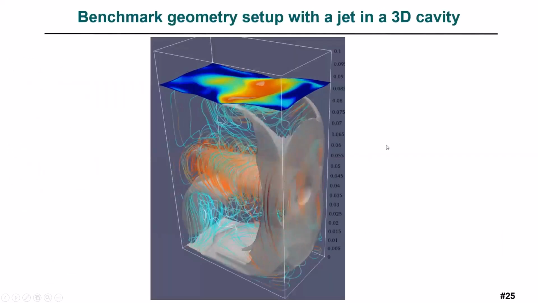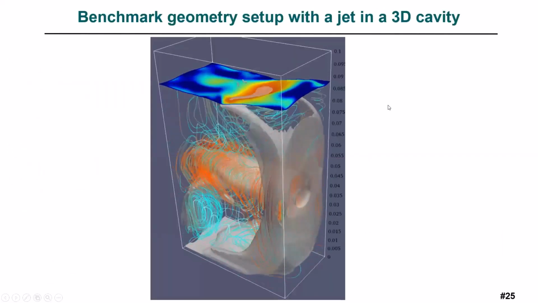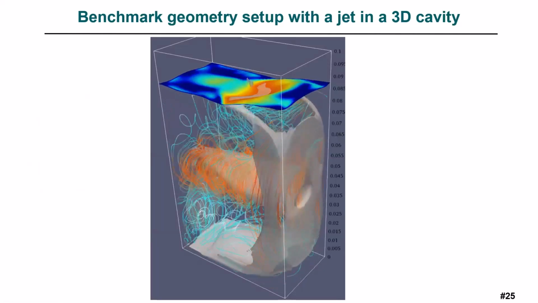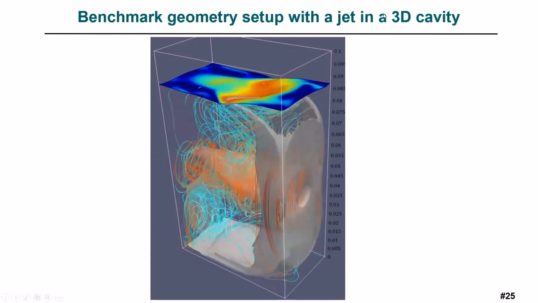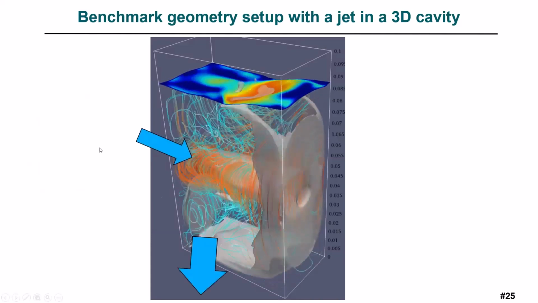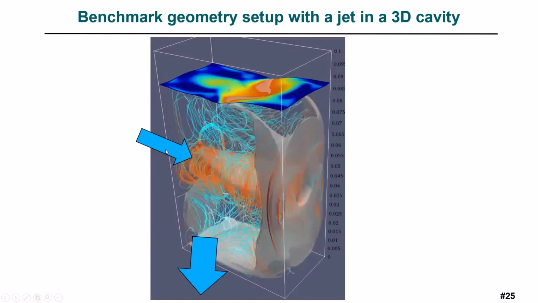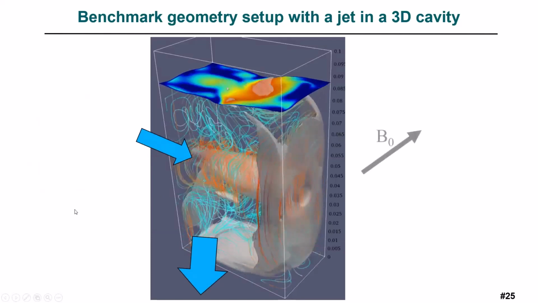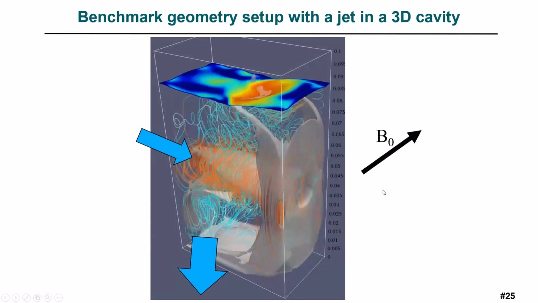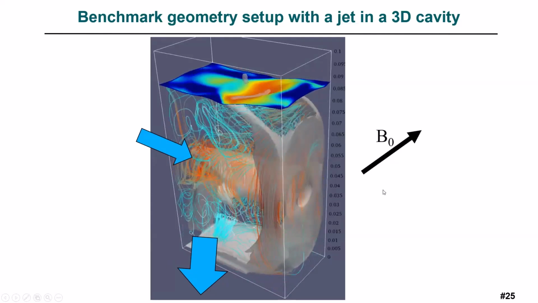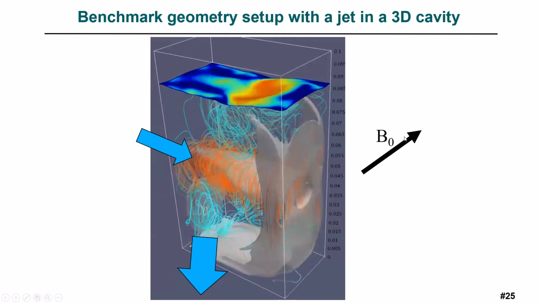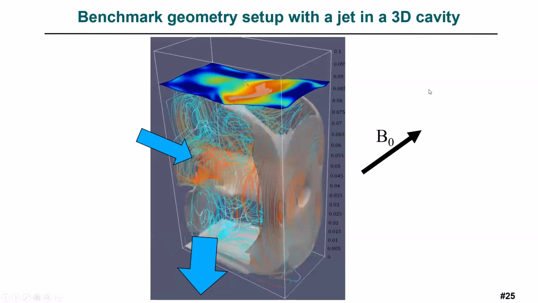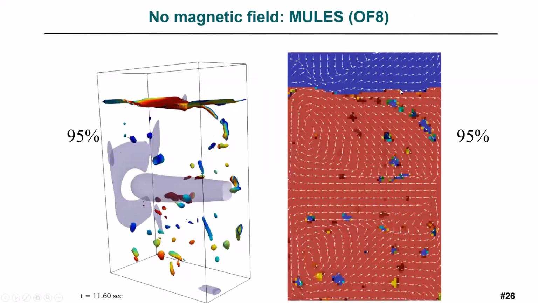I simplified the benchmark because the Dresden experiment had around 10 million cells, so I reduced the domain to half size. You see we have the feeding jet from the left side, and there is some outflow here. In the case of the magnetic field, the MHD case, we have a uniform magnetic field applied over the whole domain, transversal to the jet.